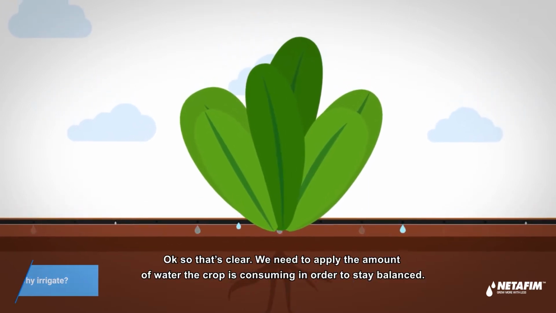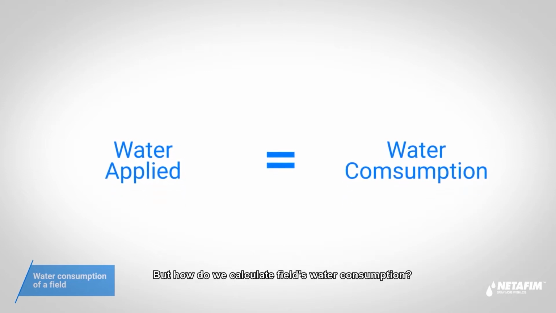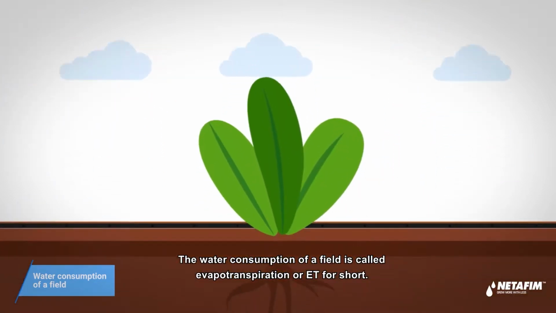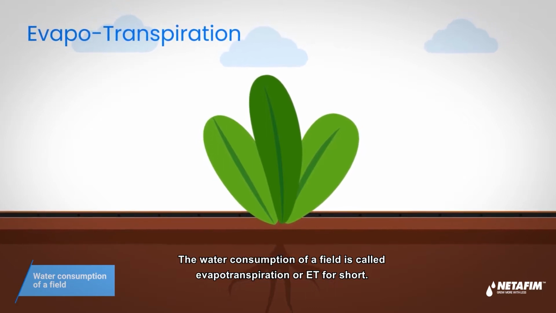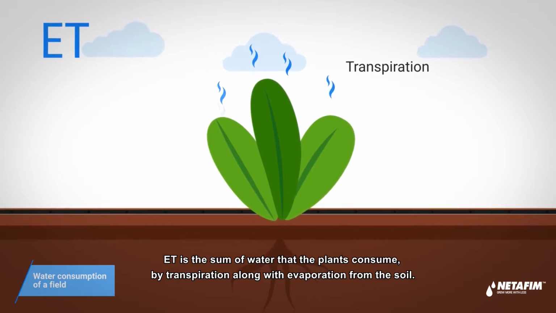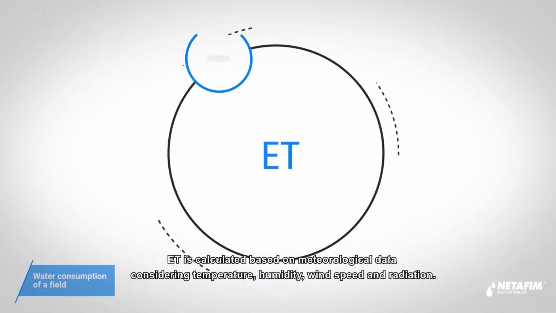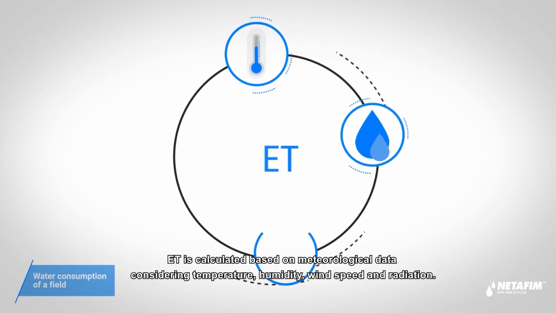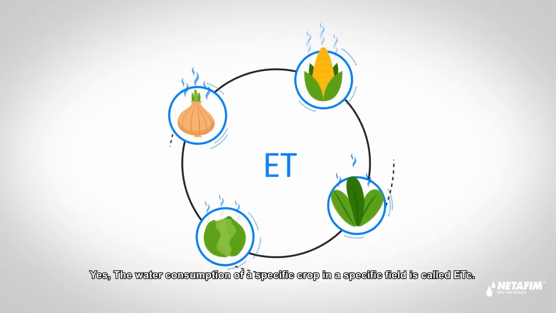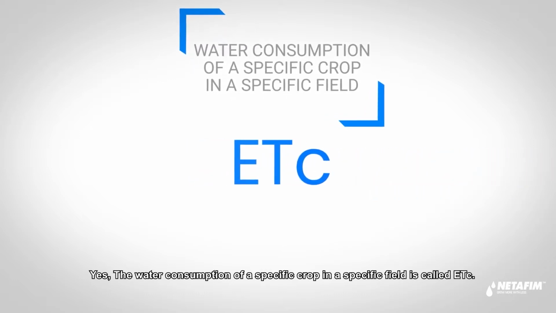Okay, so that's clear. We need to apply the amount of water the crop is consuming in order to stay balanced. But how do we calculate field's water consumption? The water consumption of a field is called evapotranspiration, or ET for short. ET is the sum of water that the plants consume by transpiration along with evaporation from the soil. ET is calculated based on meteorological data considering temperature, humidity, wind speed, and radiation. But every plant will transpire a different amount of water, no? Yes, the water consumption of a specific crop in a specific field is called ETC.